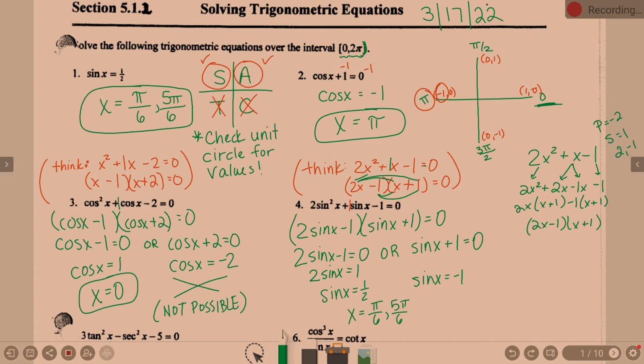3 pi over 2? Remember, we're not going to find sine equals -1 on our chart, are we? But go back to the picture I drew up here. When is my y value -1? That is at 3 pi over 2. Does sine equal -1 again? No, because it's +1 up there and the other 2 are 0. So I ended up with 3 answers this time.